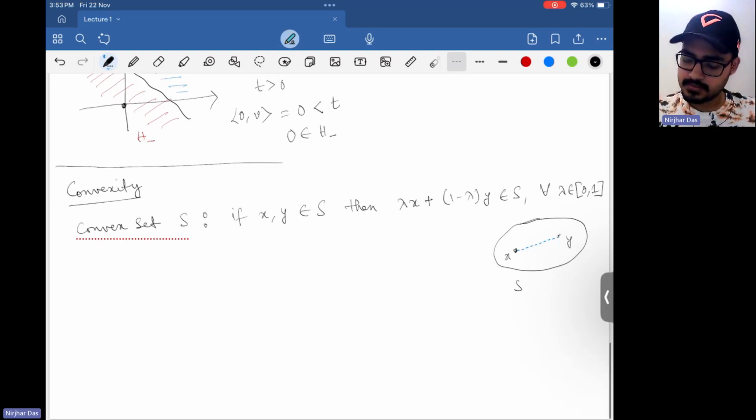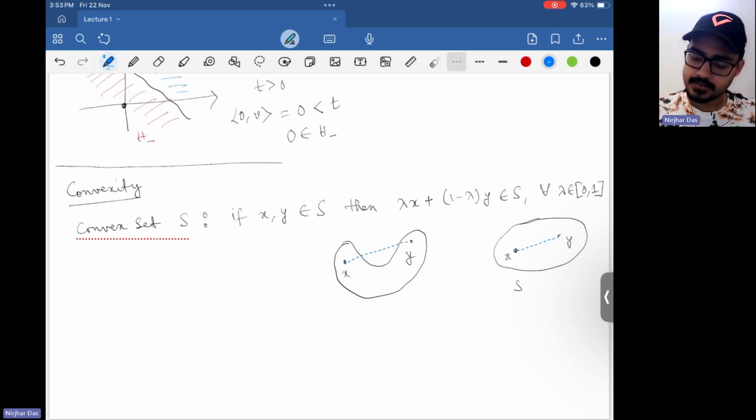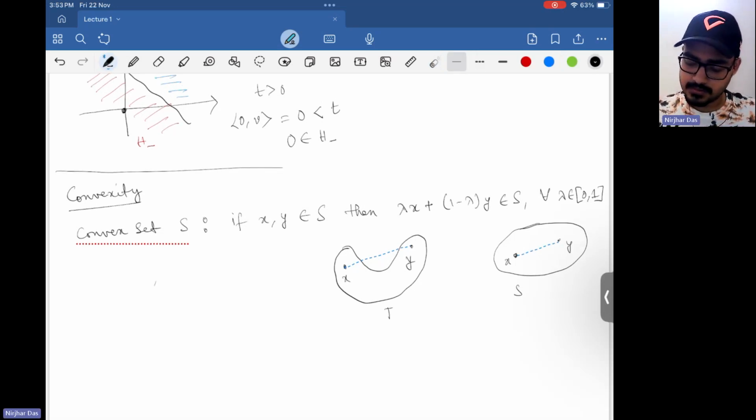So, for example, if I have something like this, and I pick 2 points x here and y here, then what happens to the line connecting them? The line segment now goes outside the set. So this segment is outside the set. So this is not a convex set. Call this set T. Then we have S is convex, T is not convex.